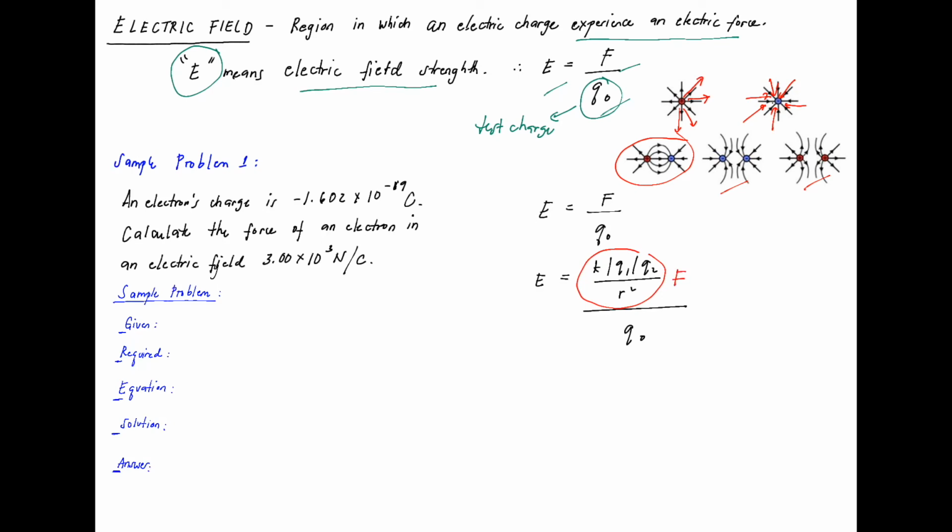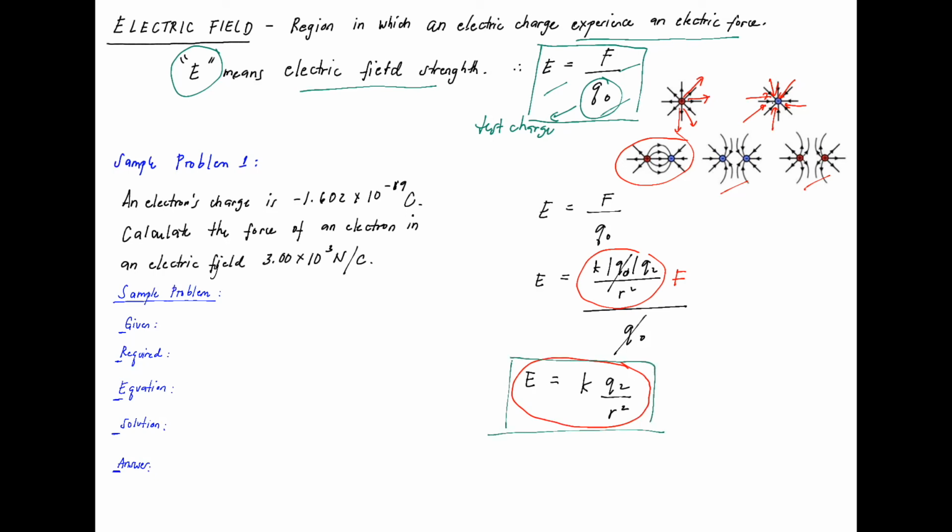And we could take note that we could have another equation for electric field strength, wherein we cancel the Q0 and the Q0, and then we have K multiplied by Q2 over R squared. So this is another equation for electric field strength. These two equations talk about electric field strength, but they are somehow different.